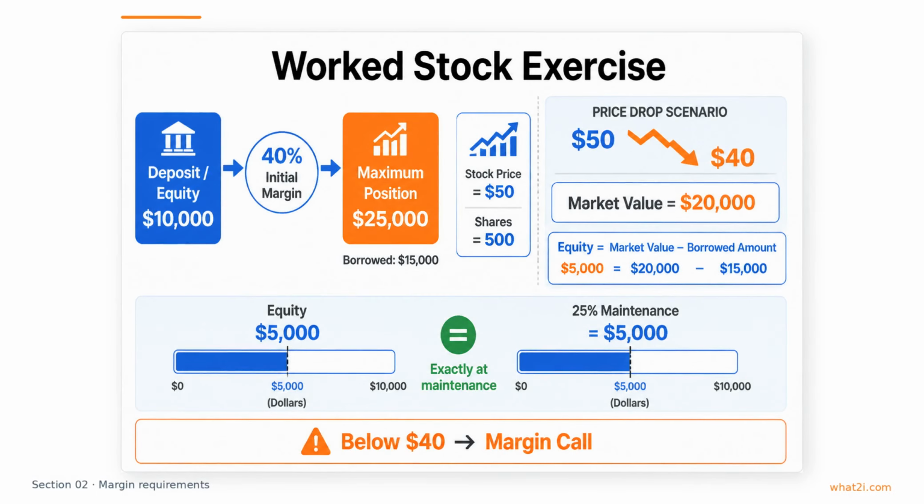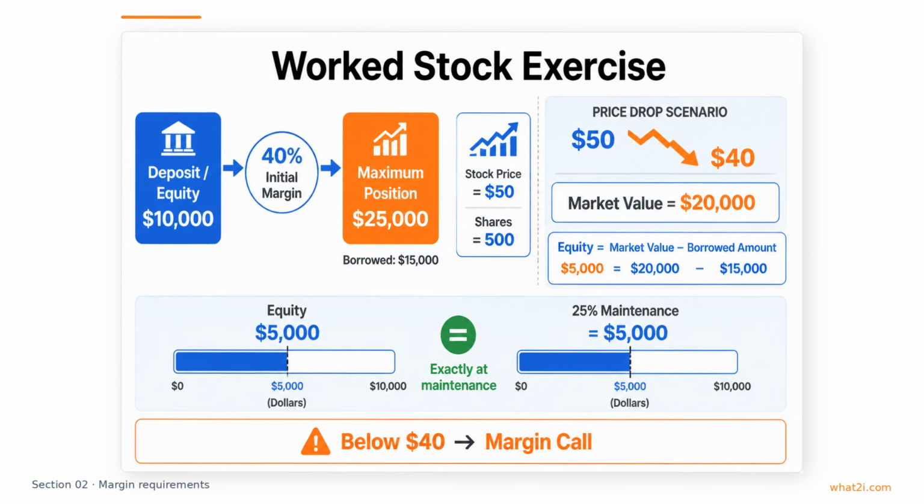A stock example ties these pieces together neatly. If you deposit $10,000 and the initial margin requirement is 40%, you can control a $25,000 stock position. At $50 per share, that means a maximum of 500 shares.